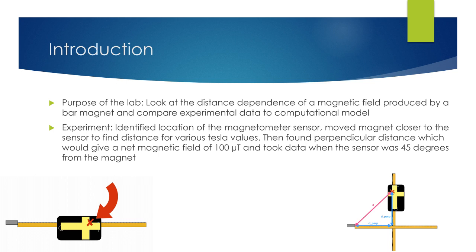In the actual experiment, the first step that we did was to identify the location of the magnetometer sensor on our smartphones. We then moved the magnet closer to the sensor to find distances for various Tesla values. And finally, the last part of the experiment was to find the perpendicular distance, which would give a net magnetic field of 100 mu teslas, and we took data when the sensor was 45 degrees from the magnet.